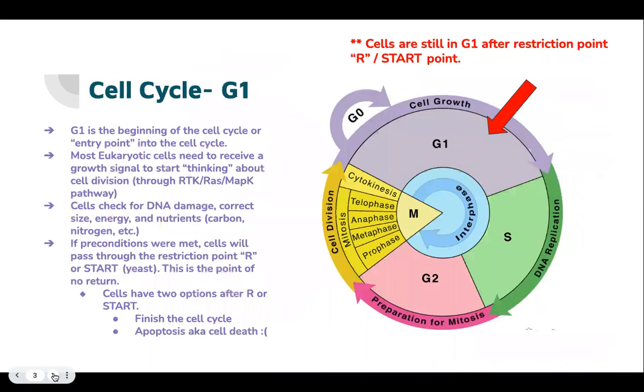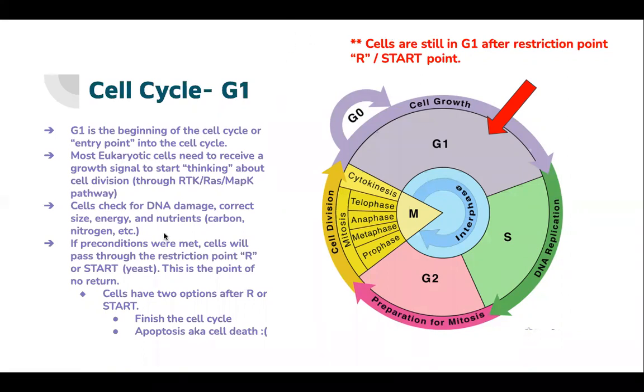So G1 is the beginning of the cell cycle. And in order to pass into the next phases, eukaryotic cells need to receive a growth signal in order to continue on. Otherwise, they'll stay in G1. G0 is a temporary or permanent state of non-division, but you don't have to worry about that for this class too much. So yeah, just focus on G1 right now.